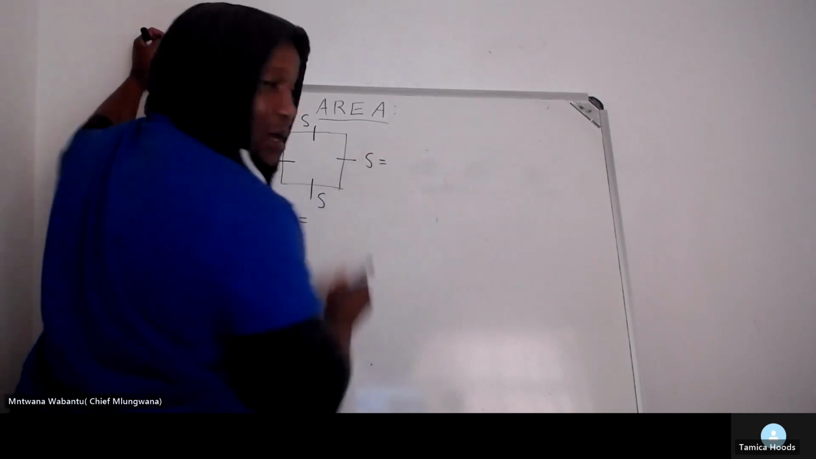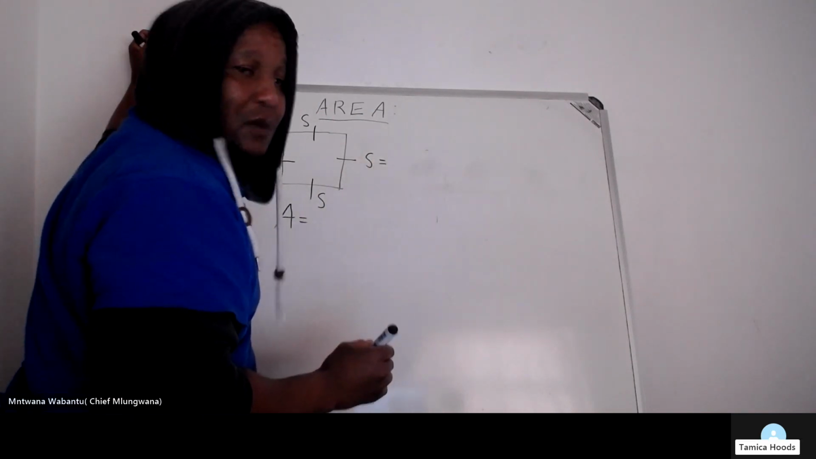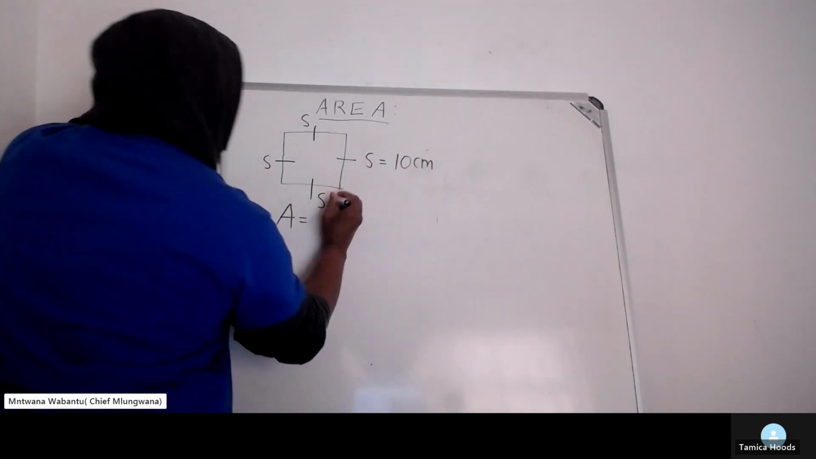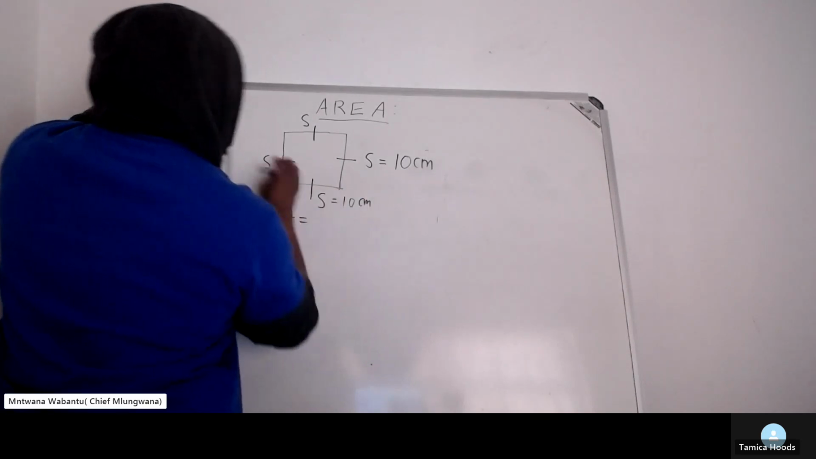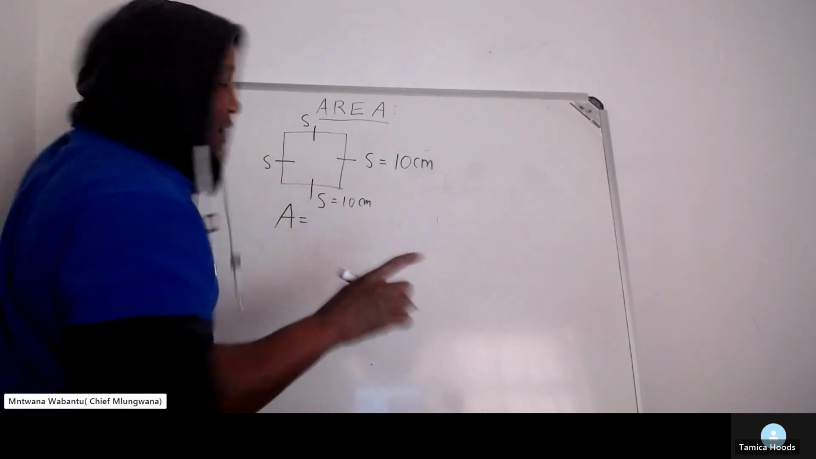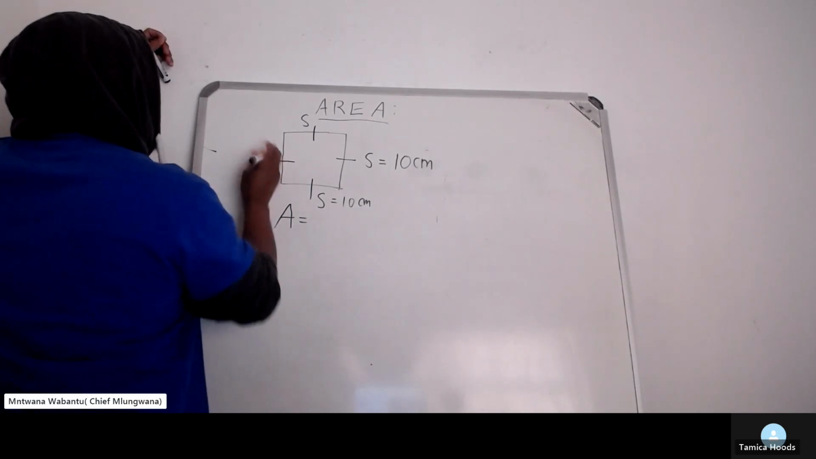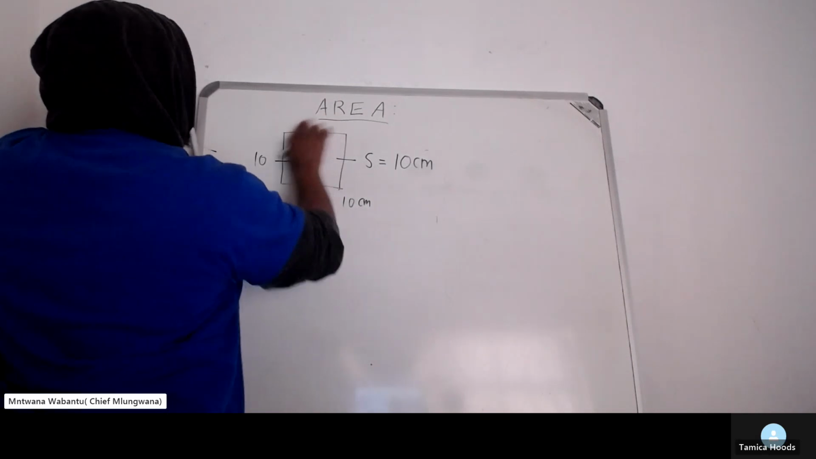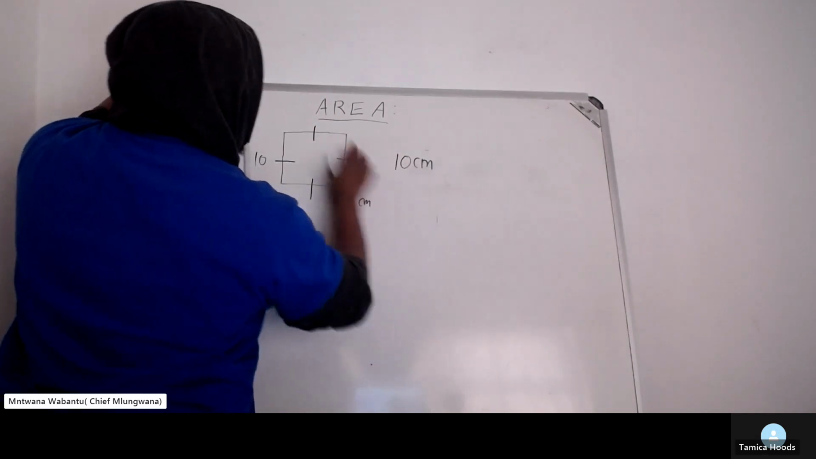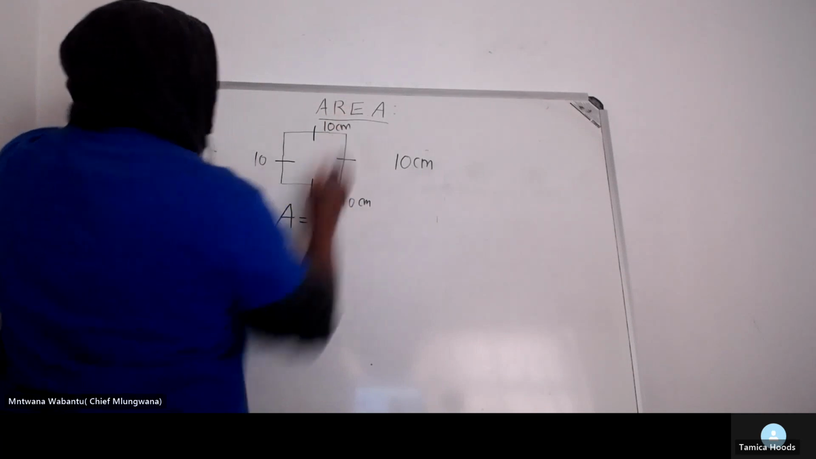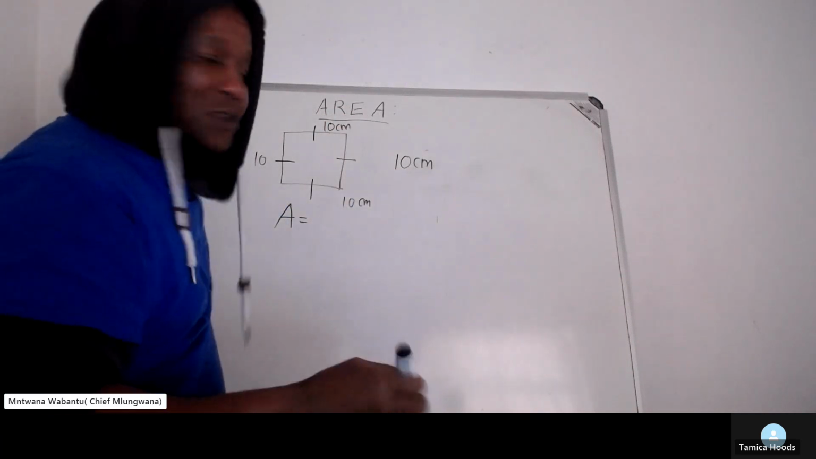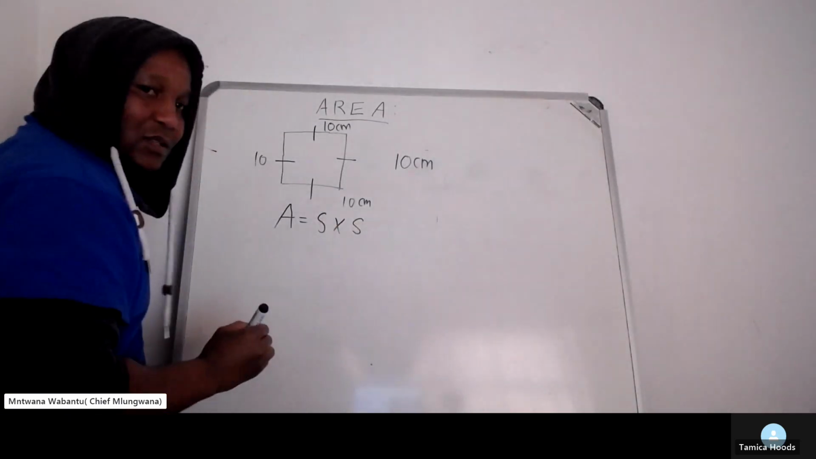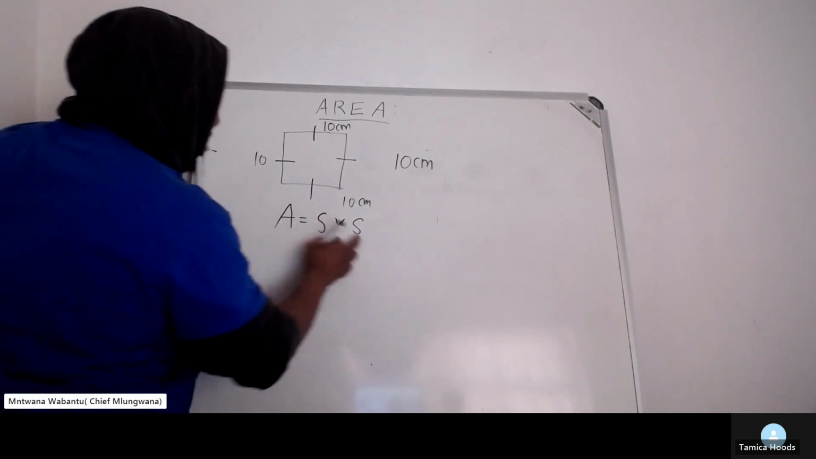Tanika, are you there? Yes, I'm here. Okay. If this side, let's say, is 10 centimeters, then this is also going to be 10 centimeters. S represents side, okay? This is 10 centimeters, this is 10 centimeters, and this is going to be 10 centimeters, meaning all the sides are equal. So if you want to find the area of a square, you say area equals side times side. Do you understand what I'm saying? Area equals side times side.